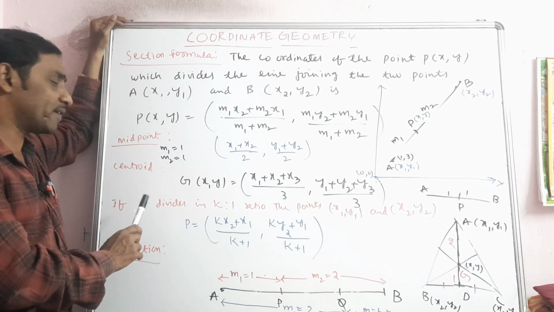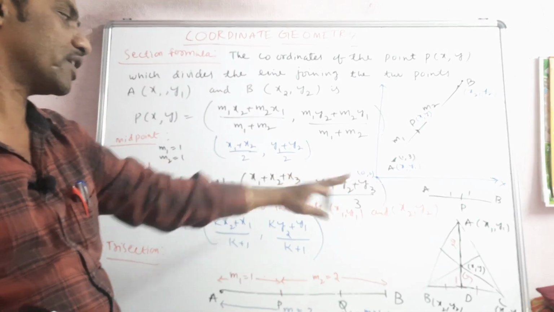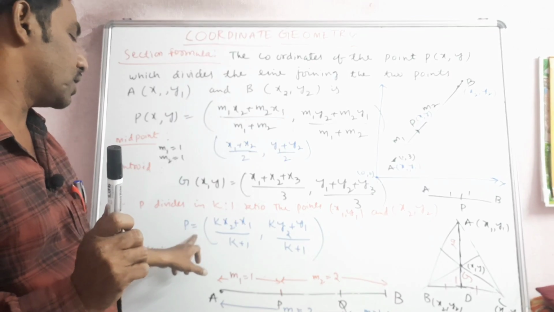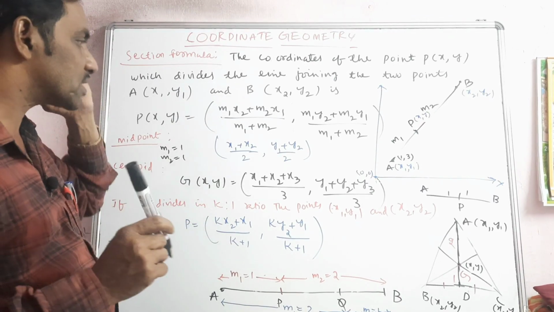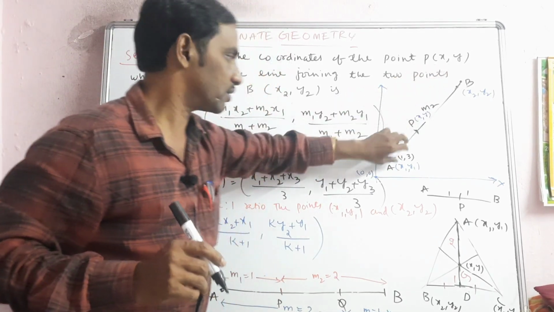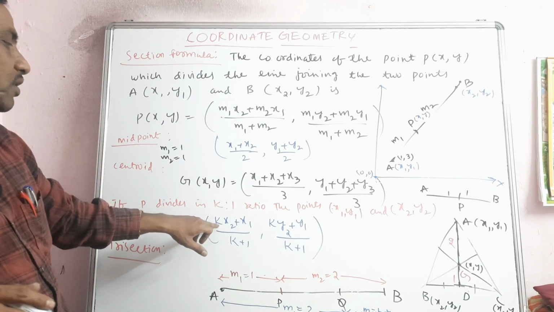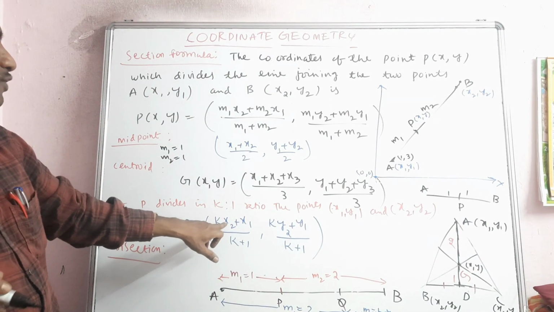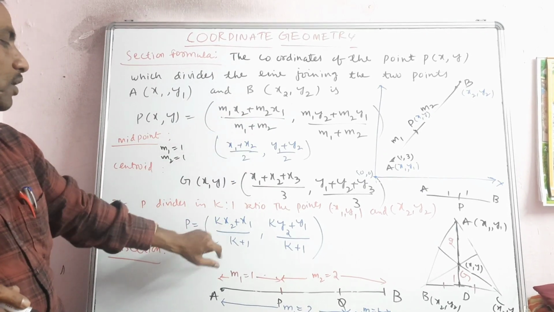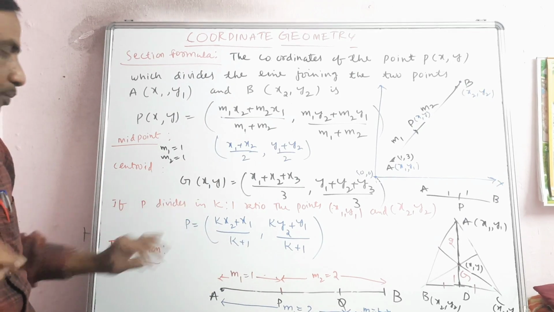Now if P divides the points x1 comma y1 and x2 comma y2 in a k to 1 ratio, then instead of m1 and m2, as I said, the ratio might be k and 1, based on the questions. Then in the place of m1 you have k and in the place of m2 you have 1, and m1 plus m2 means k plus 1. In that way also you can do.